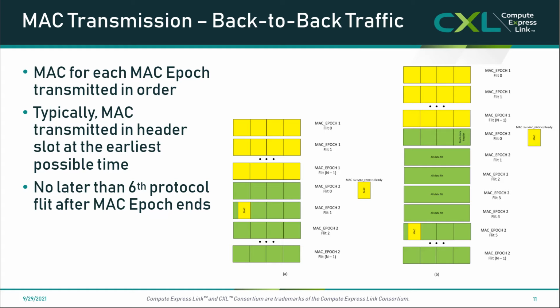So in order to minimize how long the receiver has to wait, the spec defines a limit. The latest a transmitter could send a MAC for an epoch would be the 6th flit after the epoch ends.